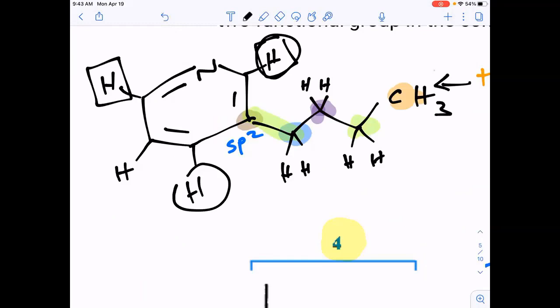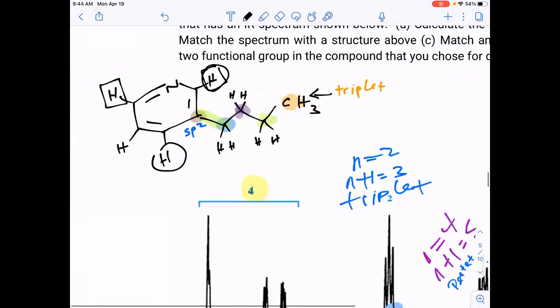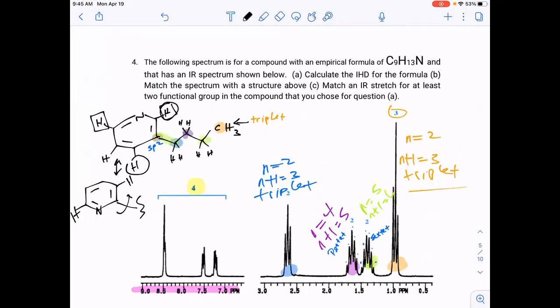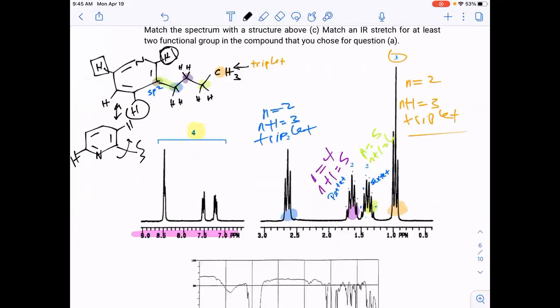But the point is that you see those three signals. So that means that you've got to have some equivalence on that ring somewhere, because otherwise you will see four signals down there, unless two of the signals are overlapping, which is quite possible. All right, any other questions about anything?